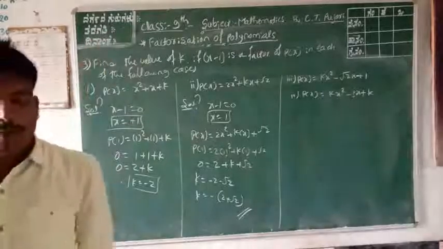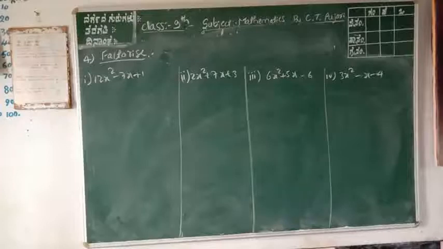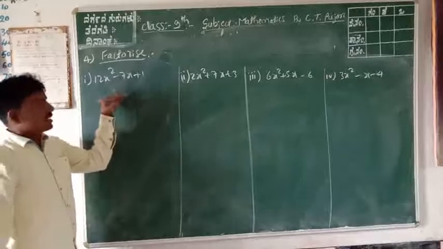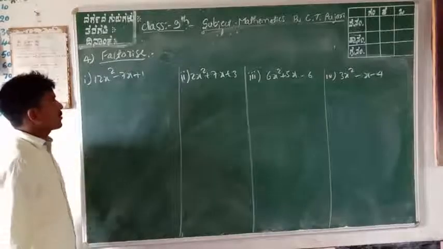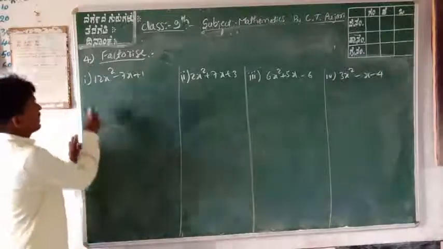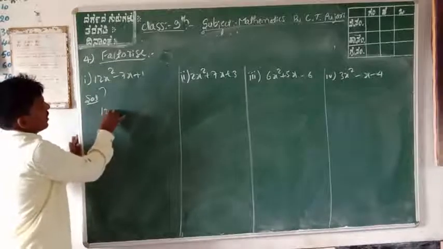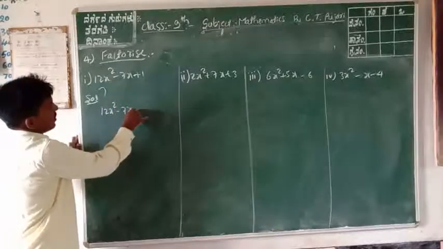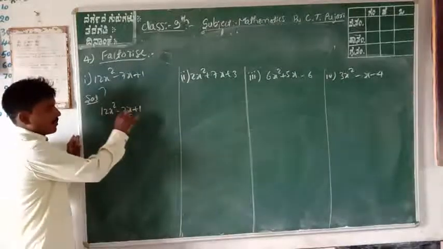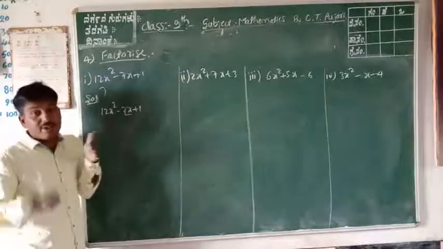Next, what about the fourth method, the factorization method? The fourth method, factorization, is only for a trinomial. Three terms are here. For a trinomial you can find the factors of the polynomial. The given polynomial is 12x squared minus 7x plus 1. Here you have to split the middle term. In this polynomial, how many terms are there? Only 3 terms. You can make it 4 terms.